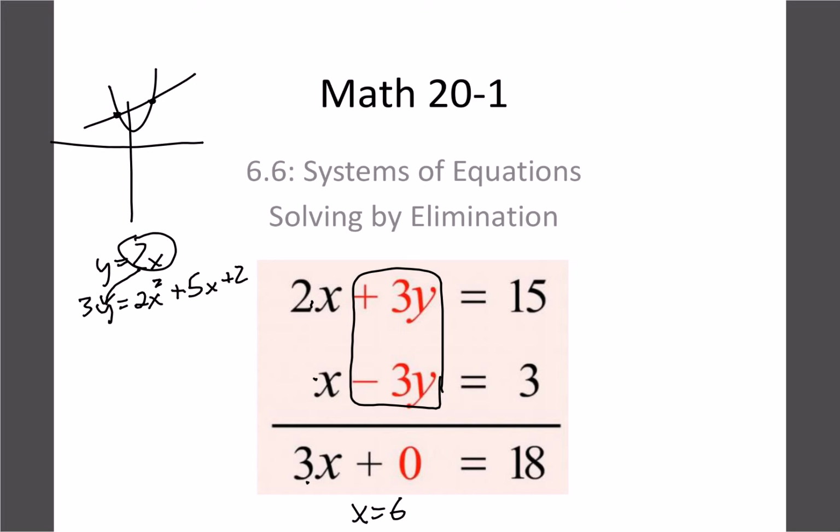So it's a pretty quick, easy way to solve for x. And then all we have to do, just like before, is plug that back into one of them. So let's do the second equation. We'd have 6 minus 3y equals 3. Bring the 6 over, that gives you negative 3, so y equals 1. So in this case, (6, 1) would be our correct solution.